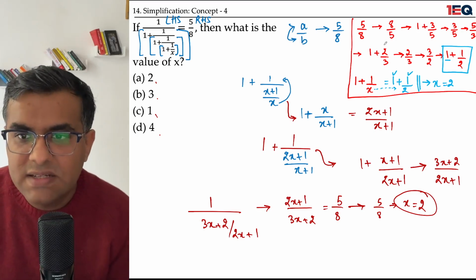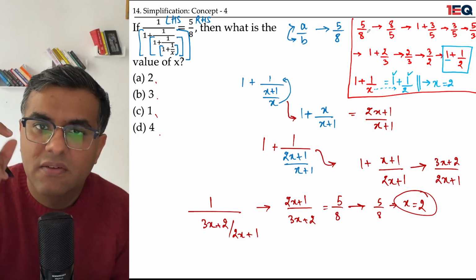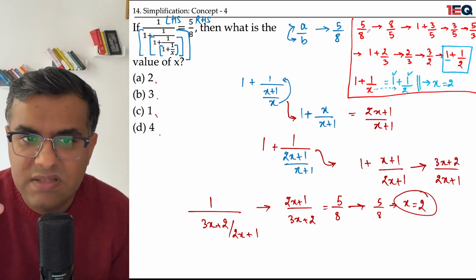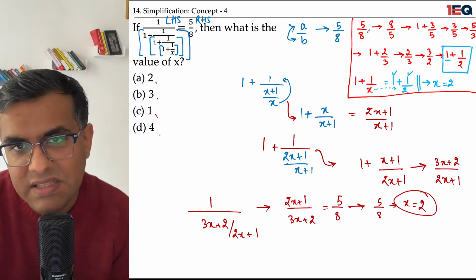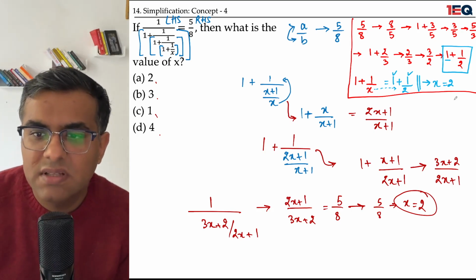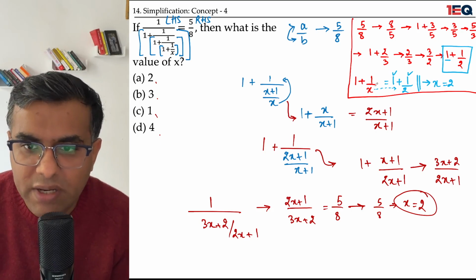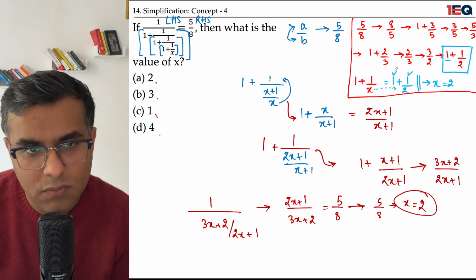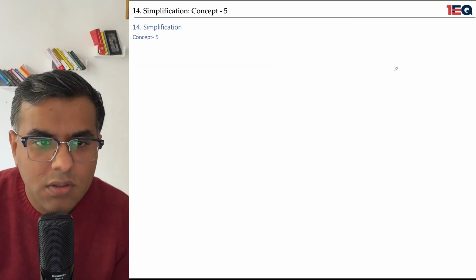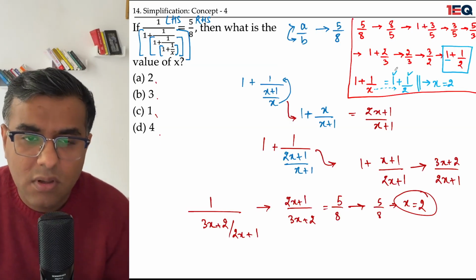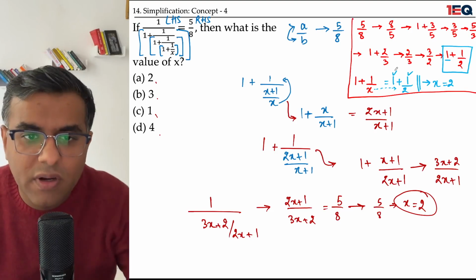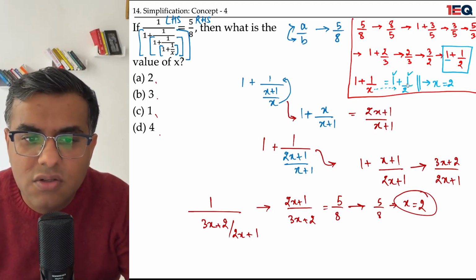If you focus on the right hand side, flip it and split it. So this is the method: flip it first, then split it. That is how you reach the conclusion that 1 plus 1 upon x is going to be my output. Okay, so that was concept number 4. We'll be moving to concept number 5 in a short while.